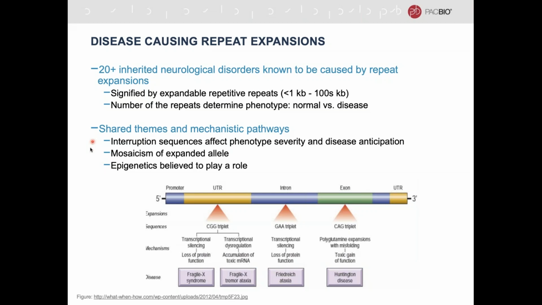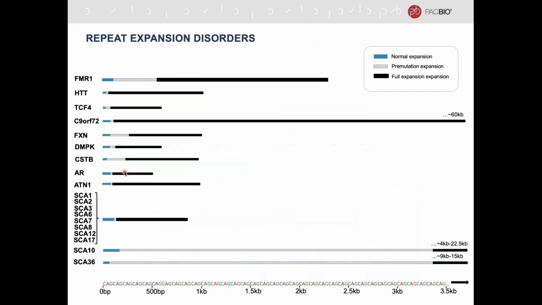And another shared theme is also repeat length heterozygosity or mosaicism that is seen for the expanded allele. And in addition, for some of the disorders, there is also believed to be an epigenetic factor that plays a role. So what you see here is the chart of the most common repeat expansion disorders here on the left. The boxes indicate the range of the expansion for that repeat expansion disorder.